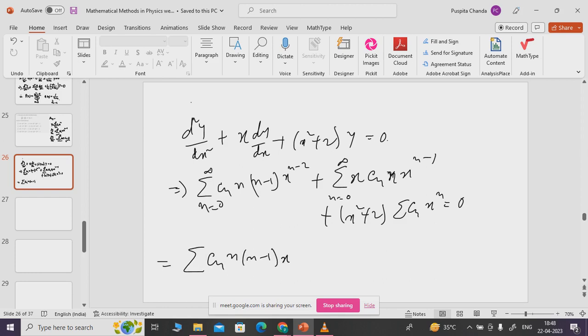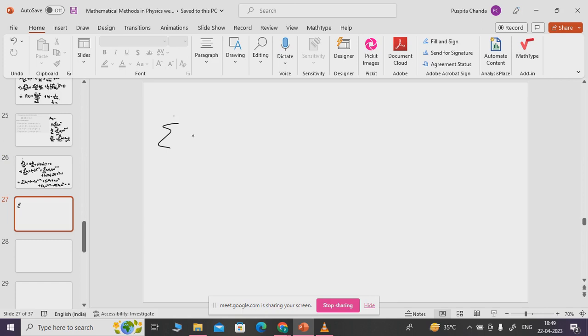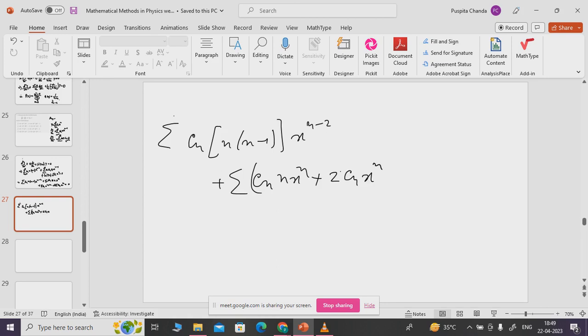It is n(n-1) x^(n-2). This will become Cn x, sorry, it is not n, it will be x to the power n, plus Cn coefficient according to their values, n(n-1) x^(n-2), Cn n x^n, plus 2Cn x^n plus Cn x^(n+2) is equal to 0.